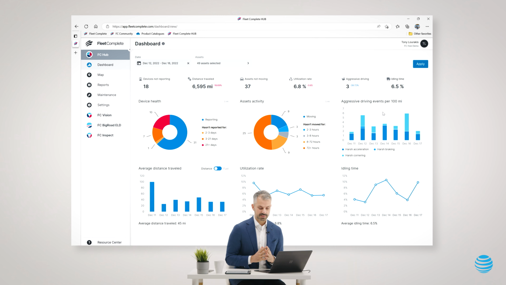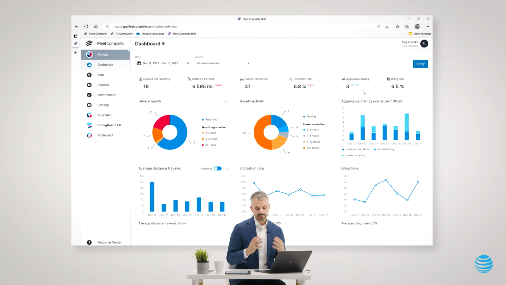Here on the right-hand side, I get some insights into the driving behavior of my fleet on an overall basis. For example, how many aggressive driving events are happening on average per day across the time period that I'm looking at here. And over time, I start to understand the benchmarks of my fleet and am I trending better or trending worse, and do I need to take any action?